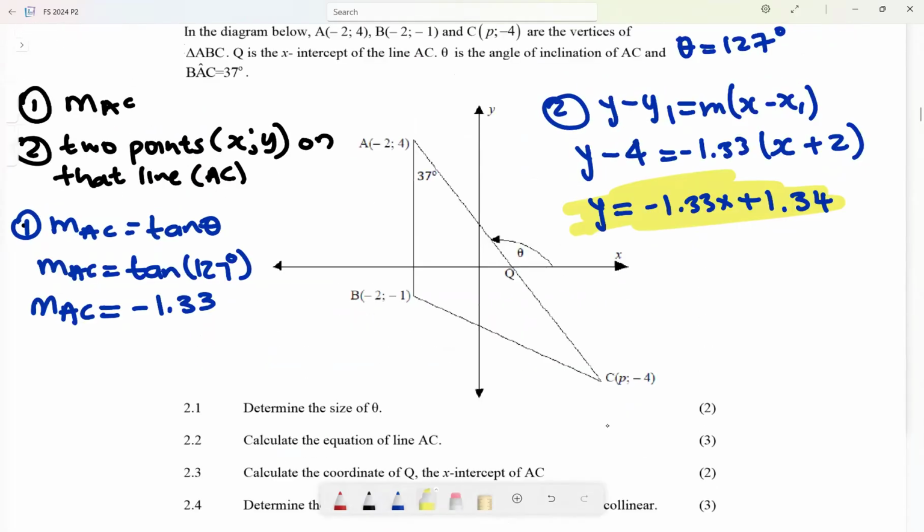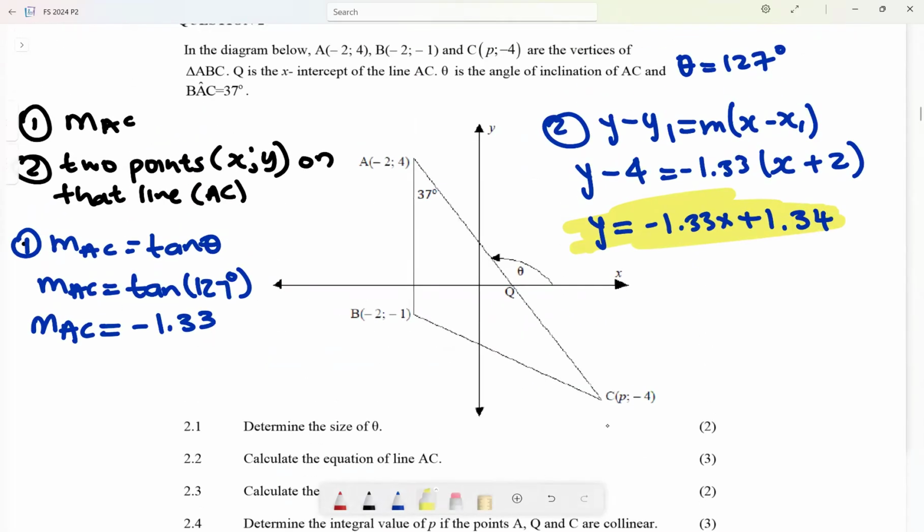Remember, for the x-intercept, you check the equation. Here's the equation. You do what to that equation? For the x-intercept, you let y equal to 0. So here you're going to say 0 is equal to negative 1.33x plus 1.34. Then I take this 1.34 to the other side.